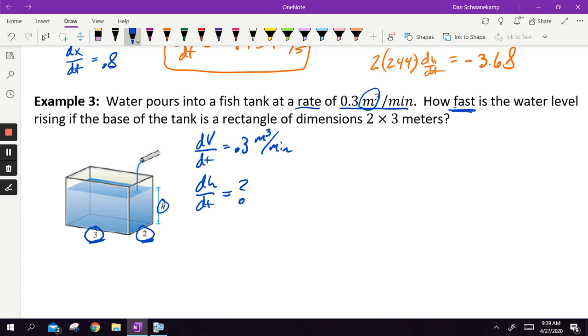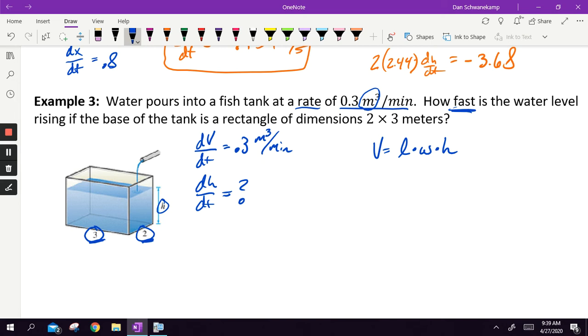I need an equation that somehow relates the base, the width, and the height of a rectangle, and we want to talk about volume. Hopefully you recognize volume equals length times width times height. That's my equation. It's going to relate those things together.